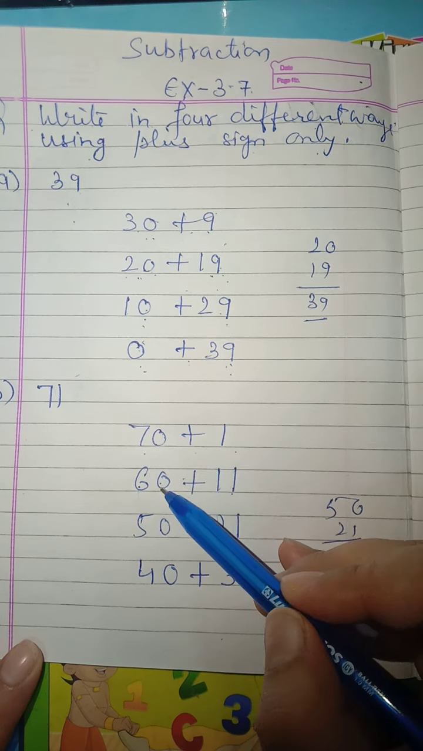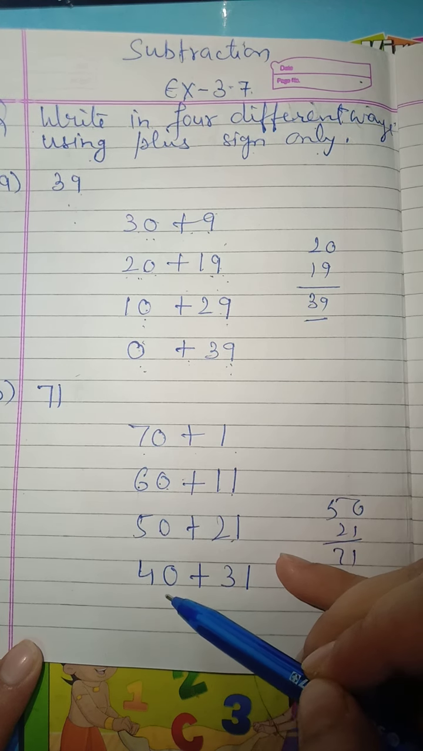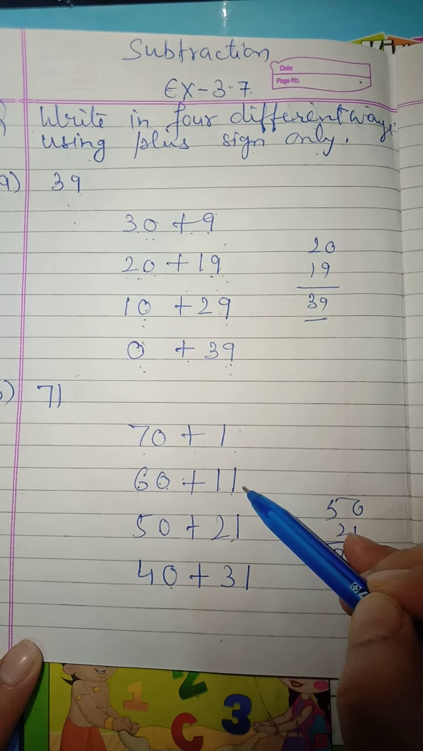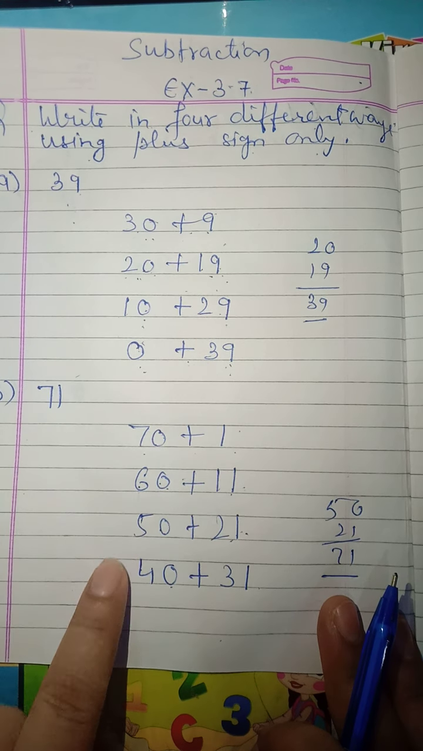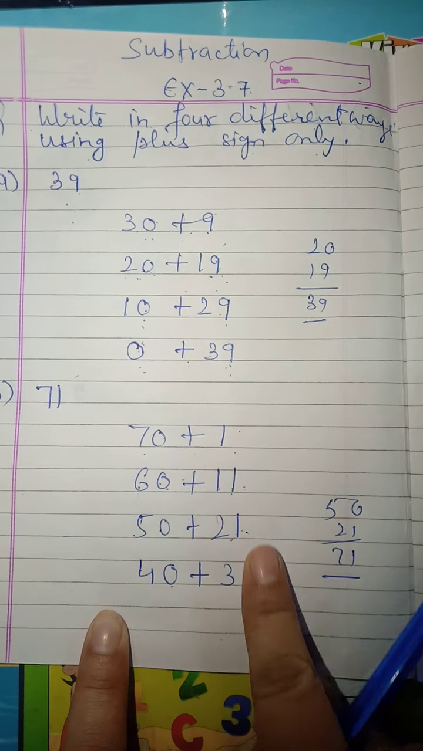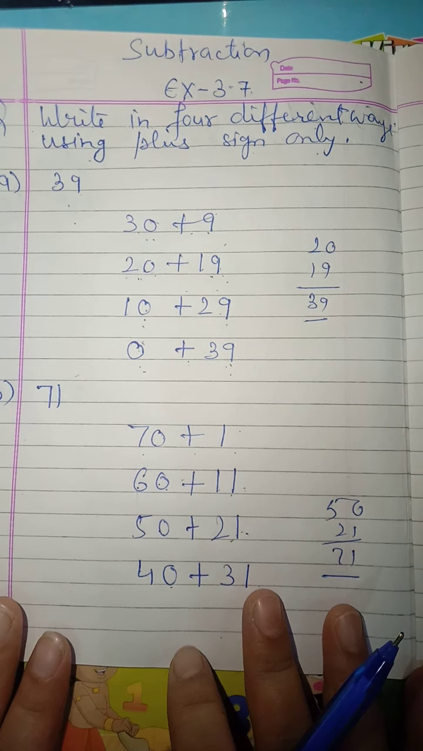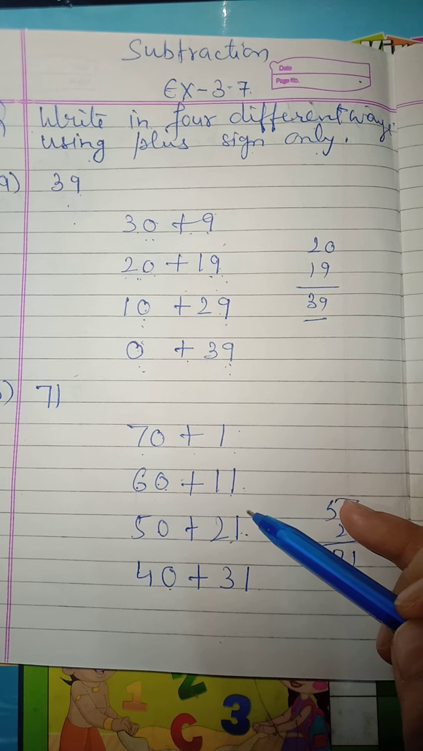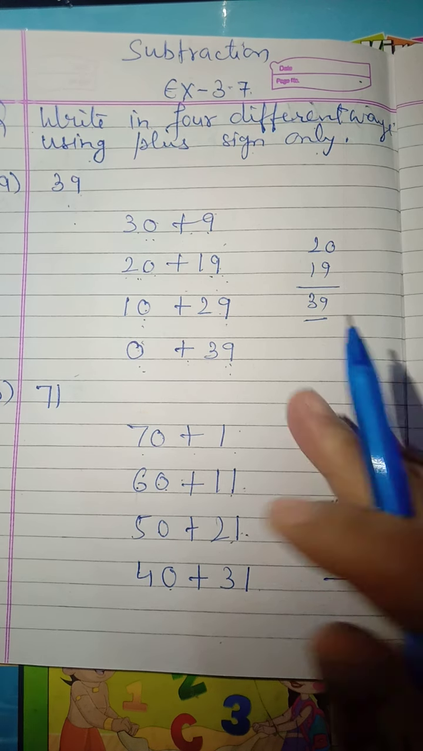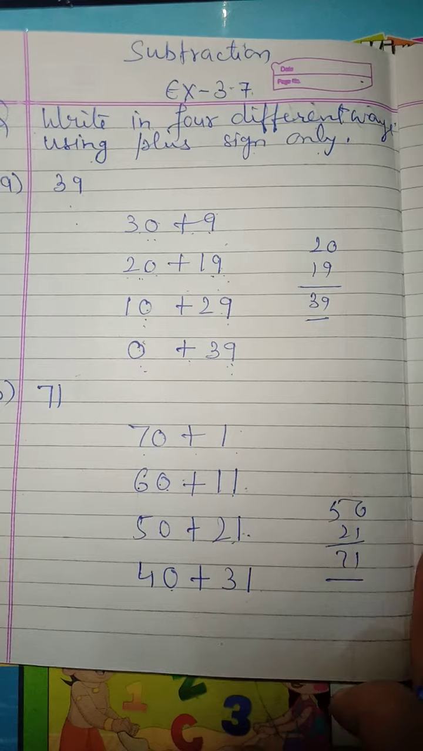So 70 minus 10 is 60, minus 10 is 50, minus 10 is 40; 1 plus 10 is 11, plus 10 is 21, plus 10 is 31. Here I have subtracted 10 at every step. Here I have added 10 at every step, and this is how I have written this number in the simplest way in 4 different ways using plus sign. This is the simplest method which you can follow.